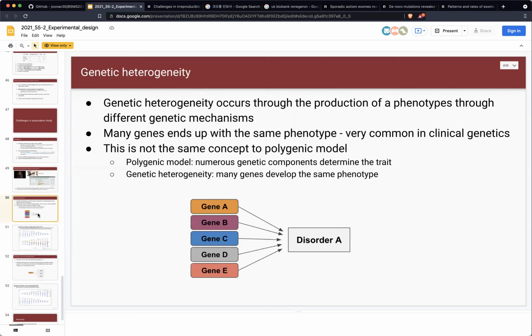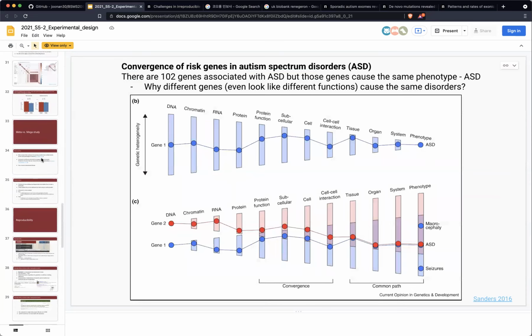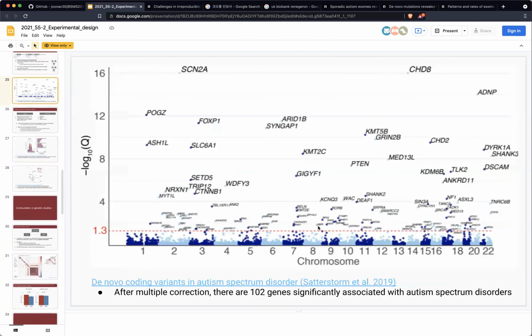And another problem is genetic heterogeneity. Genetic heterogeneity means that if you look at certain disorders, that disorder can be affected by many genes, right? One example is again autism. If you look at autism patients, as we saw in a previous slide, we have 102 genes associated with autism, right? Surprisingly, all the patients are diagnosed with autism, but their causal genes, their genetic problems, are different, right?